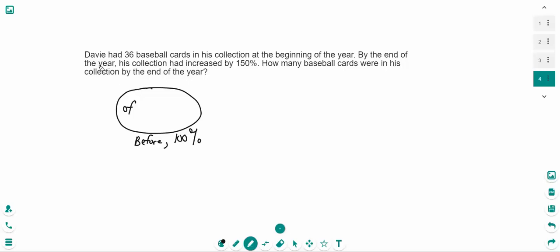So let's read the problem. Davy had 36 baseball cards in his collection at the beginning of the year. By the end of the year, his collection had increased by 150%. How many baseball cards were in his collection by the end of the year? All right, so what did he start with? Where's the before? The original 100%. Well, that's pretty clear. It's the 36. Right? That's where he started. He started with 36, and then by the end of the year, it has increased by 150. It increased by 150. So since it's increased, we will be using the double bubble, right?